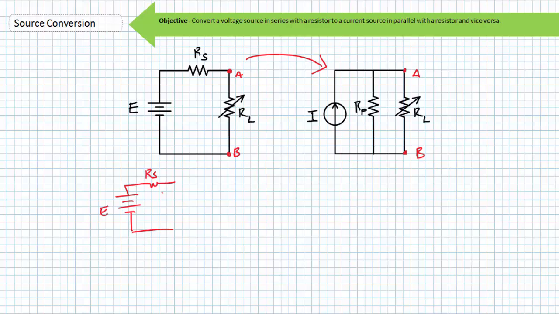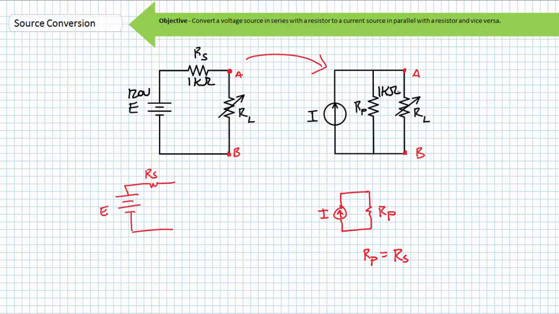First, remove the load resistor and isolate the voltage source and the series resistor. The value of the parallel resistor, you'll be happy to know, is also the value of the series resistor, only the position changes. If this was a 120 volt voltage source and this was a 1 kilo ohm resistor, the resistor in parallel with our as of yet undetermined current source is also 1 kilo ohm. Tracking so far?